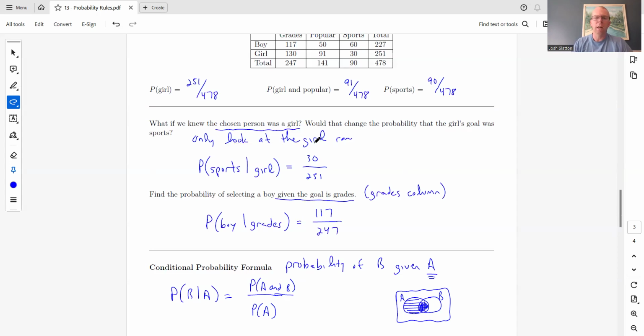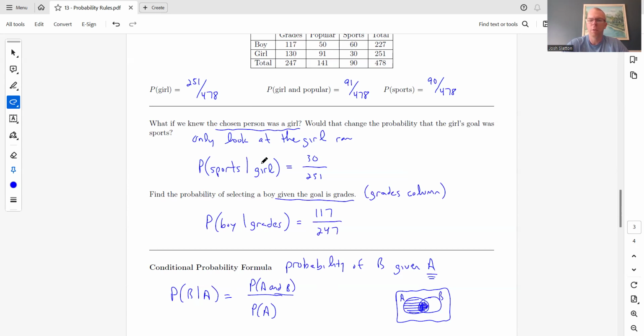So it would be kind of like coming up here and saying, if we said boy given grades, so 247 would be our bottom number. We can't say that 227 is our top number, because that includes these boys over here that don't want to have good grades, at least not top priority. We can't include those in if we're only in this column. So we're only in this column, so we can only look at the boys in this column.